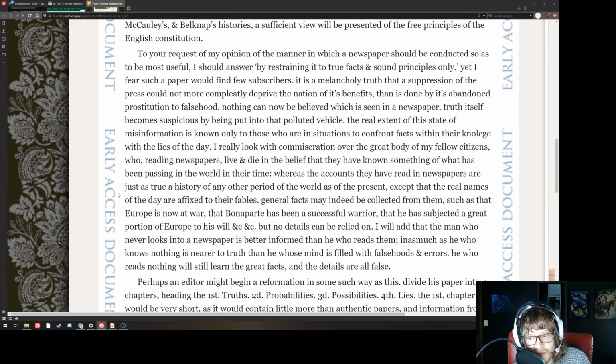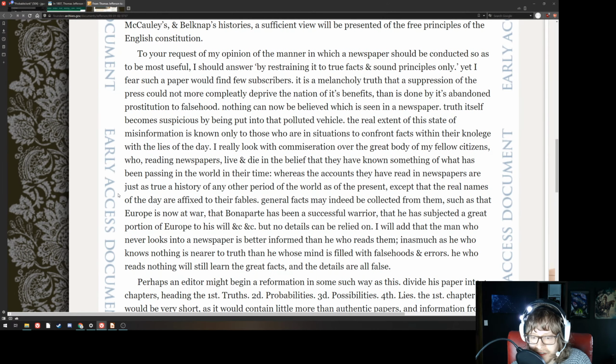General facts may indeed be collected from them, such as that Europe is now at war, that Bonaparte has been a successful warrior, that he has subjected a great portion of Europe to his will, etc., but no details can be relied on. I will add that the man who never looks in a newspaper is better informed than he who reads them, inasmuch as he knows nothing is nearer to the truth than he whose mind is filled with falsehoods and errors. He who reads nothing will still learn the great facts, and the details are all false."